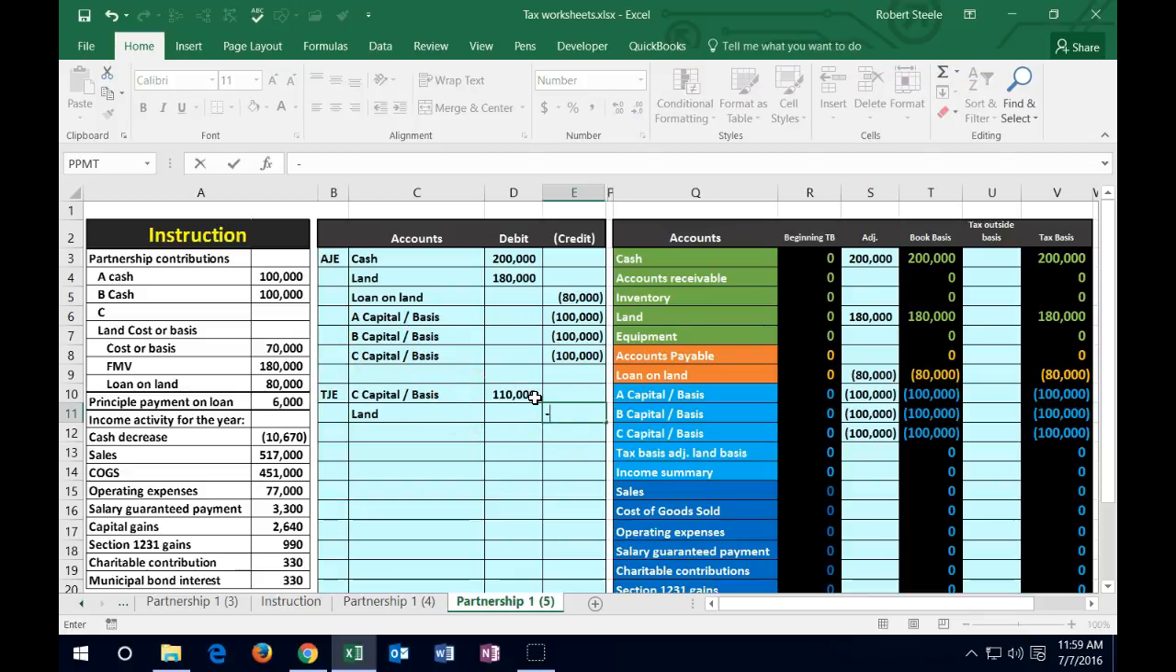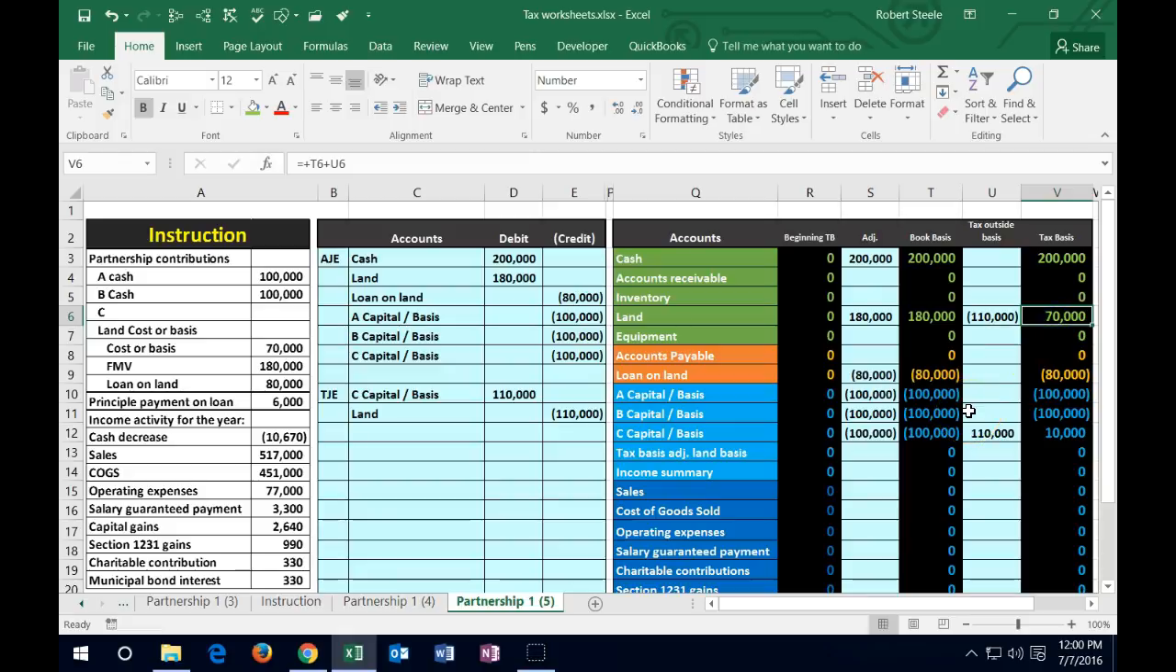So I'm going to do that. We're going to say this is debits and credits, and the land is going to go down. So let's post that out. If we go to the capital account for C in the tax adjustment, the capital account is going to be reduced. That equals the 110, and therefore C only has a capital account then of the 10,000. If we go up to the land up top, the land is going to equal the 110, and that brings the land down to the 70. That's where we're at this point in time.